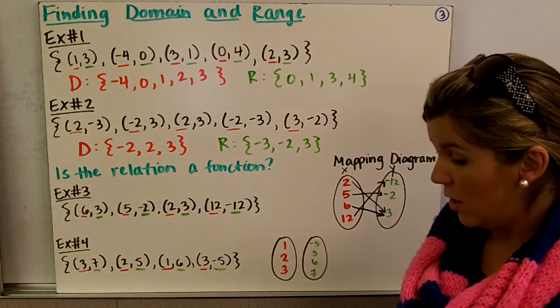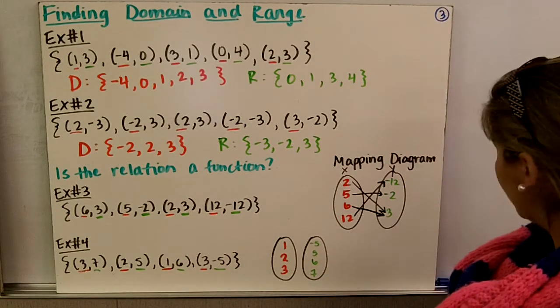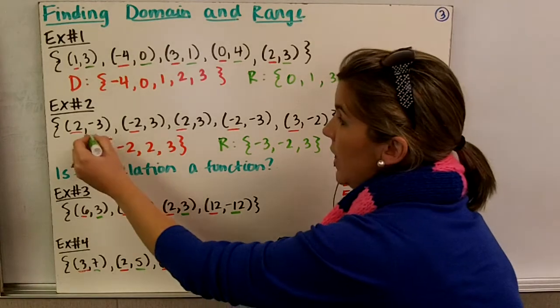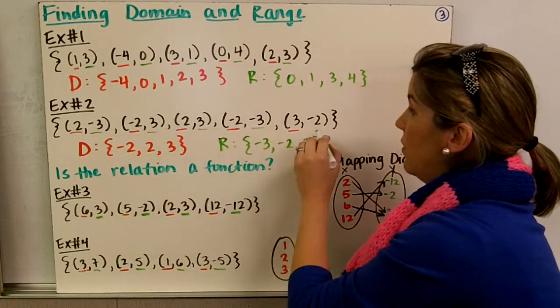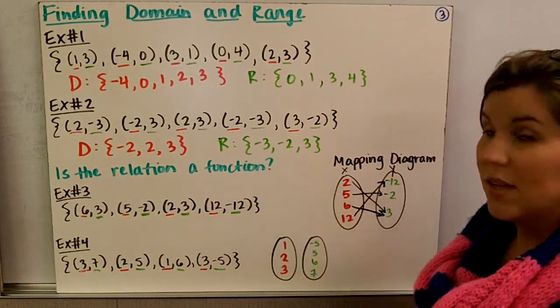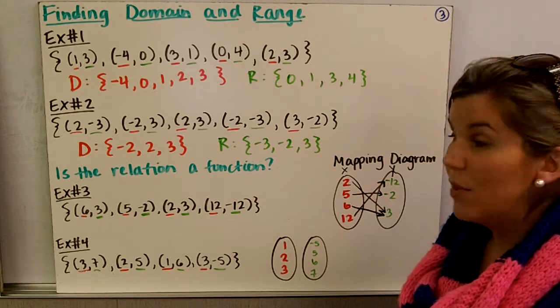The range are the y values: -3, 3, 3, -3, and -2. So I've listed them in order from least to greatest. Again, none of them are repeated.